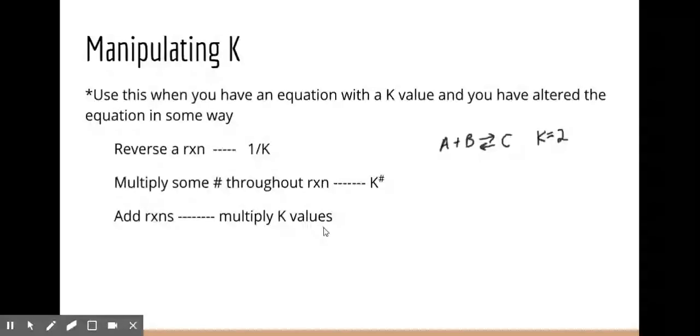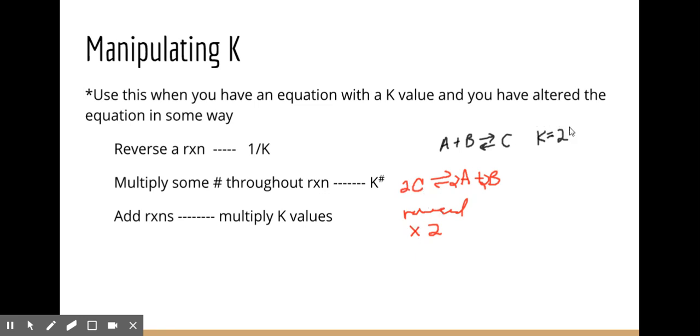So let me show you what we're talking about here. Let's say that I have a new equation that is C yields A plus B. So what I do is I compare this new equation to the equation that I had previously. And I notice that this equation is reversed. Let me throw a little bit more in there. Let's say we have 2 in front of all of these. So not only has my equation been reversed, but it has also been multiplied by 2. You see, now I have those 2 coefficients there.